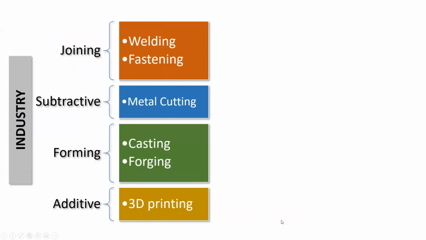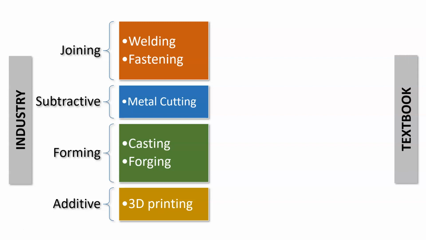Okay. So what I have here is just a little breakdown. So what the industry generally calls it, and again, generally: joining, subtractive, forming, and additive processes. Joining would be your welding and fastening operations. Subtractive would be your metal cutting. Forming is either casting or forging. And then additive would be 3D printing.